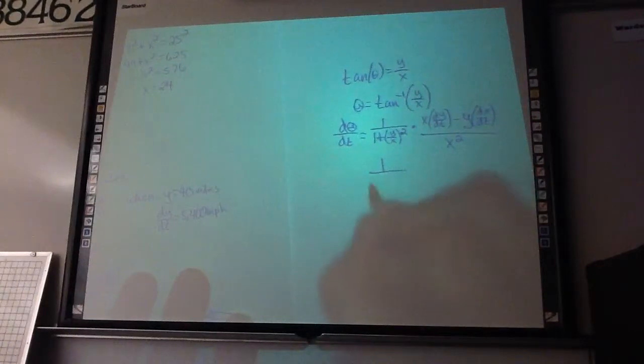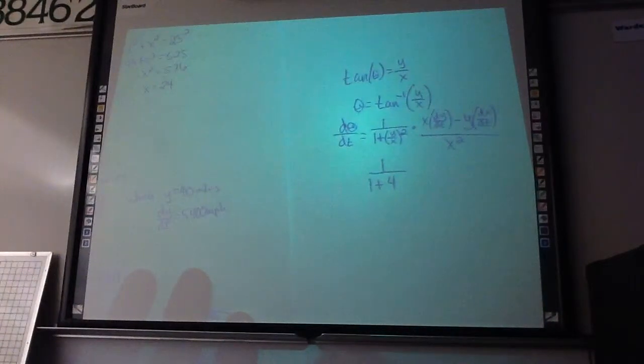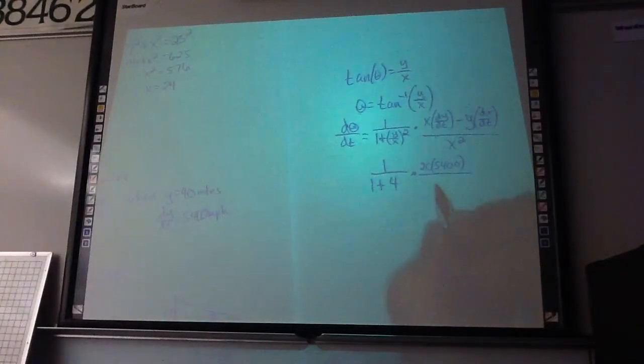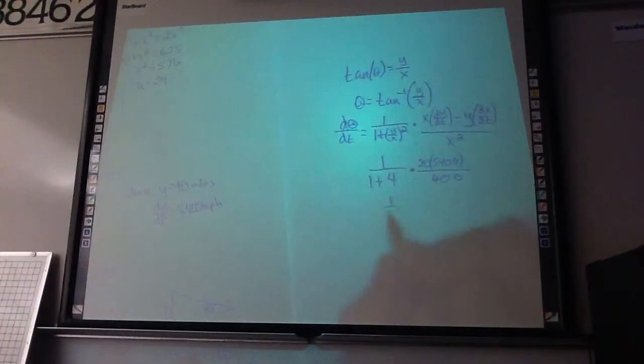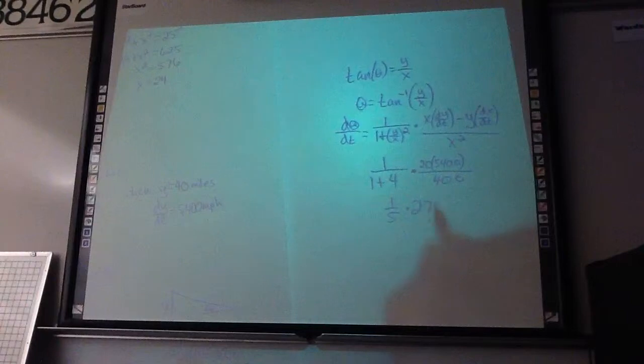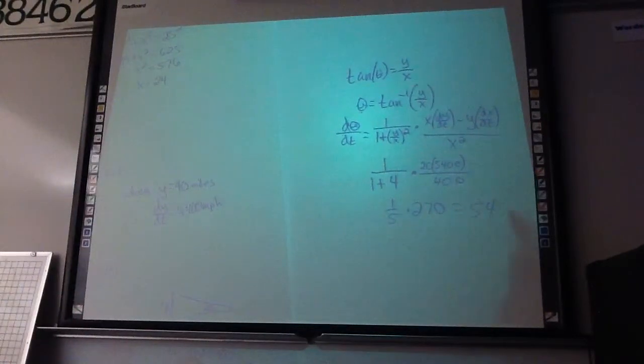This is just 1 over 1 plus, let's see, 40 over 20, squared. 40 over 20 is 2, squared is 4, times 20 times 5, that's 100. So 1 over 400 times, 20 times 20 is 400, you get 270 times 1/5. 1/5 times 270 equals 54 radians per second.